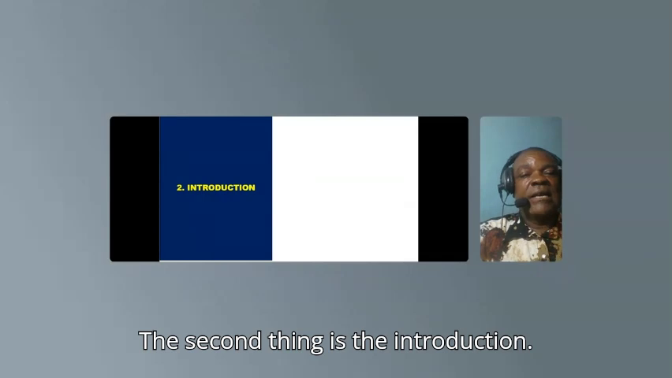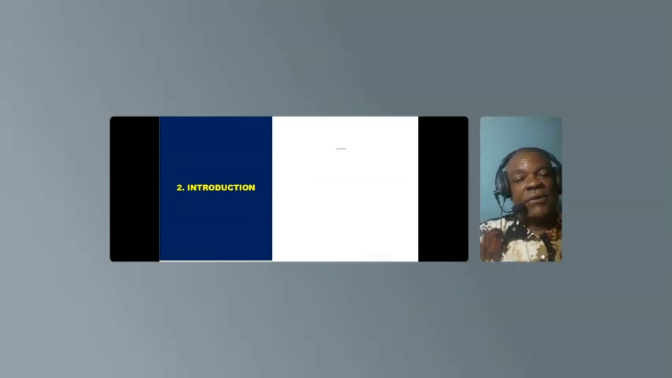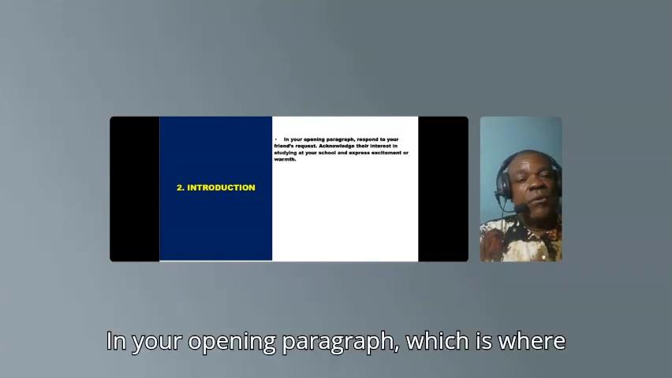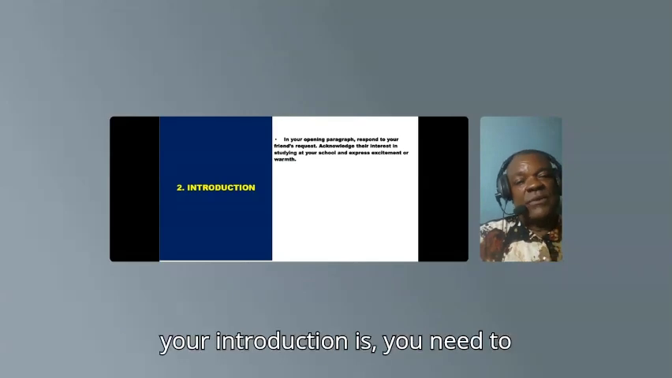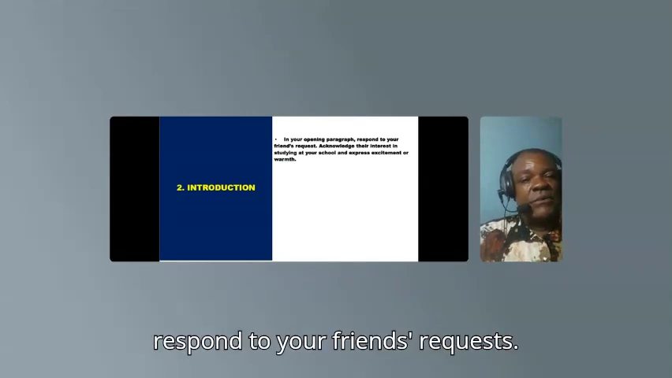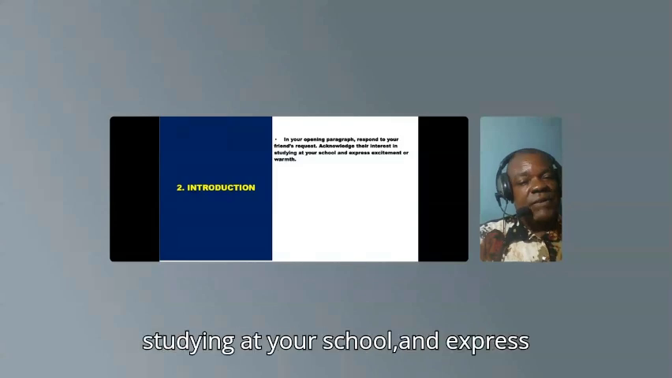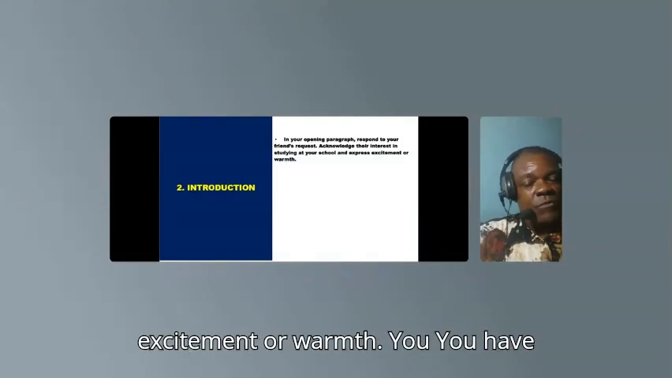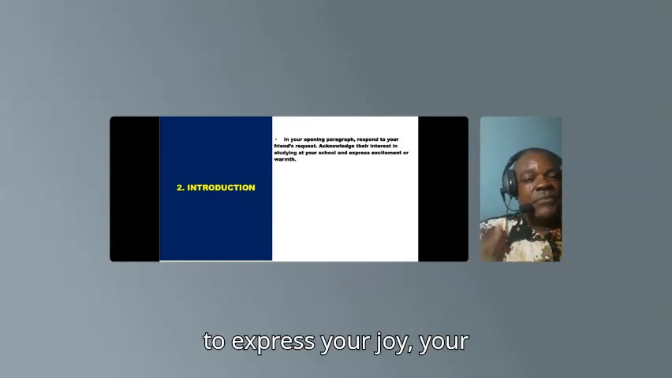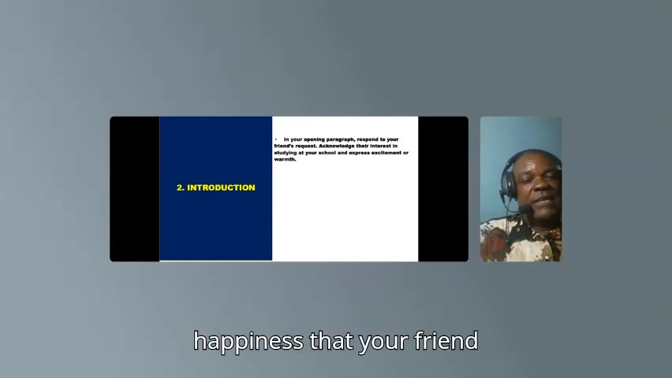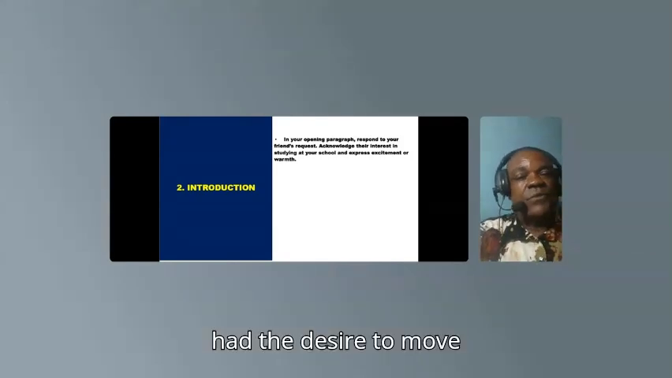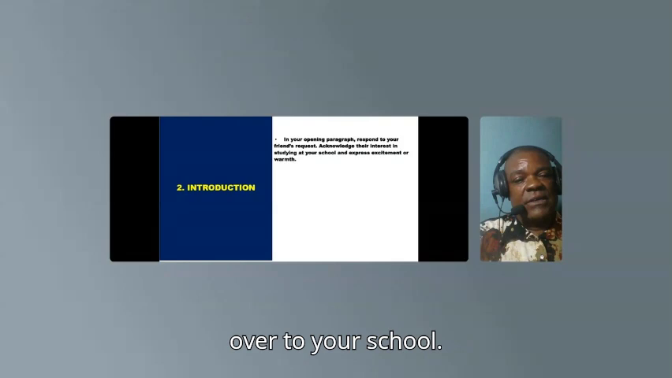Now, the second thing is the introduction. In your opening paragraph, which is where your introduction is, you need to respond to your friend's request. First, acknowledge their interest in studying at your school and express excitement or warmth. You have to express your joy, your happiness that your friend has the desire to move over to your school.